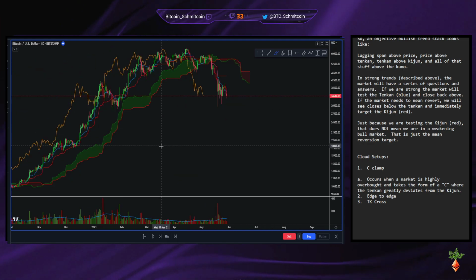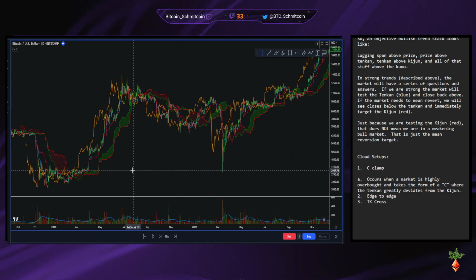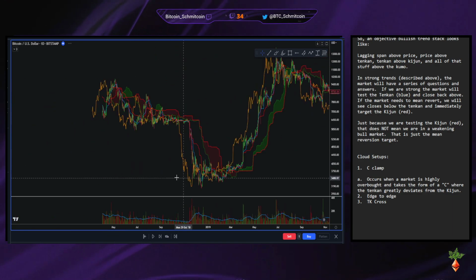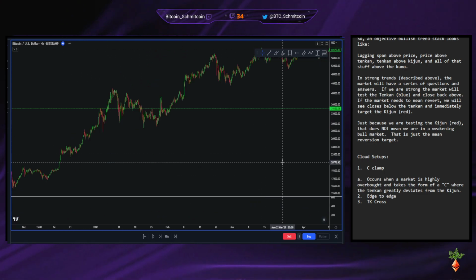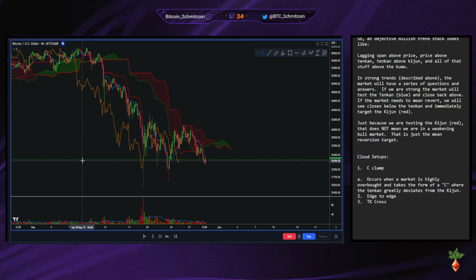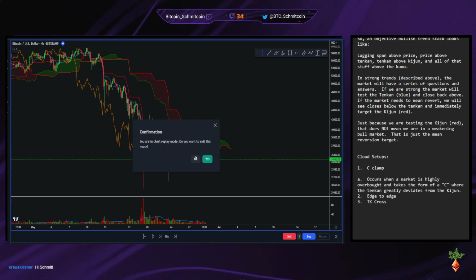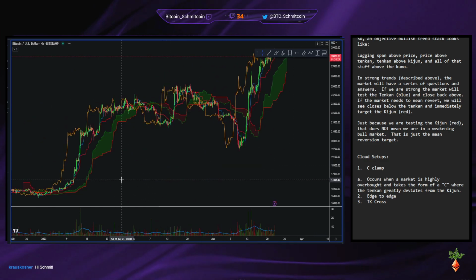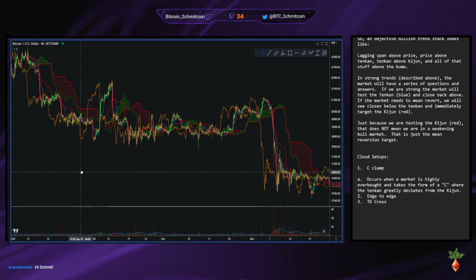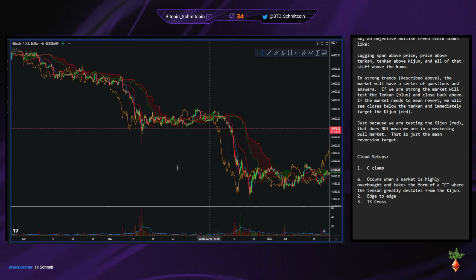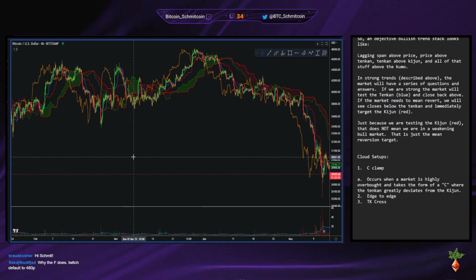But let's see if I can find a bullish example. They happen a lot on the 4 hour. Let me look at the 4 hour. Let me see if I can find one real quick. I'm trying to find one that actually plays out. I find that the bearish C clamps don't play out as often as the bullish ones.